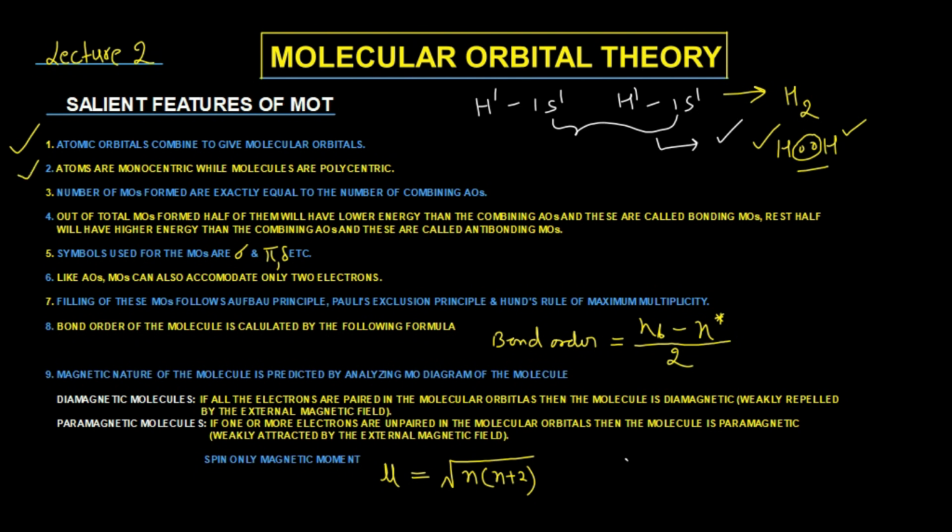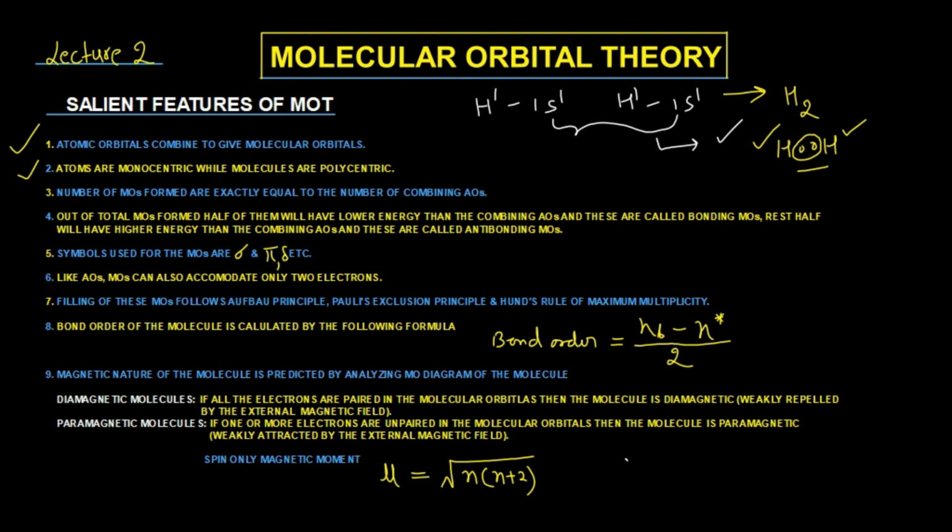And now I am going to discuss the third point, which is another very, very important one. The number of molecular orbitals formed is exactly equal to the number of combining atomic orbitals. So here I have written MOs. MOs stands for molecular orbitals, and AOs stands for atomic orbitals. The very important feature is that whatever number of atomic orbitals you combine, they will result in the same number of molecular orbitals.